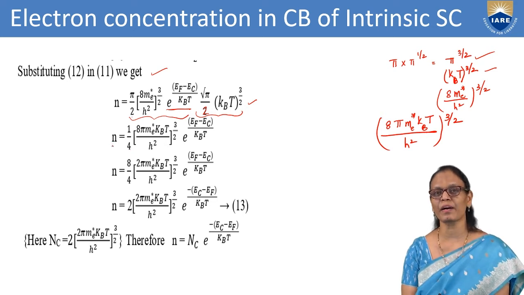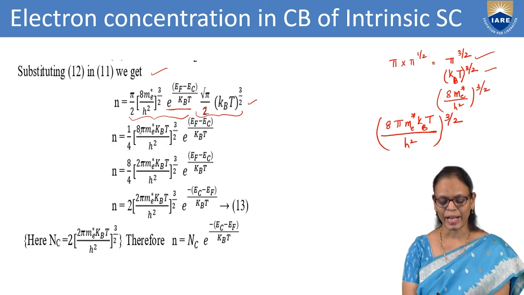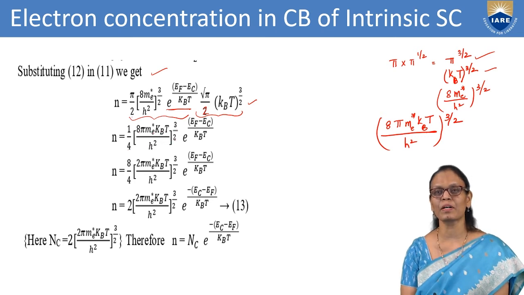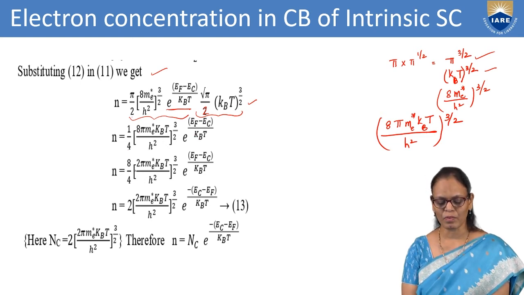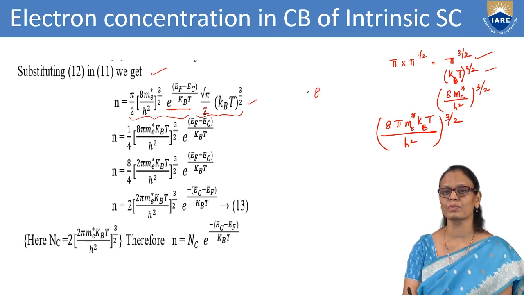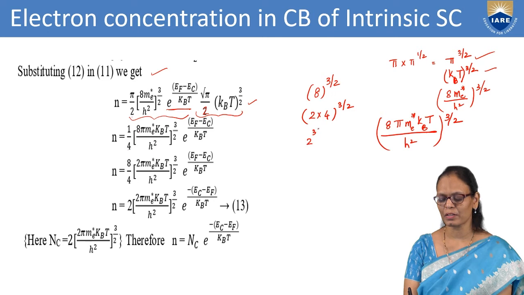So what is the expression we have now? N is equal to 1 by 4, 8 pi me kBT by h square power 3 by 2 e power EF minus EC by kBT. Now we are going to do one more simplification here. What we have here is 8 power 3 by 2, and here in the denominator we have 4. So how am I going to substitute for 8 power 3 by 2? This 8 I can write as 2 into 4, so 2 power 3 by 2 into 4 power 3 by 2.